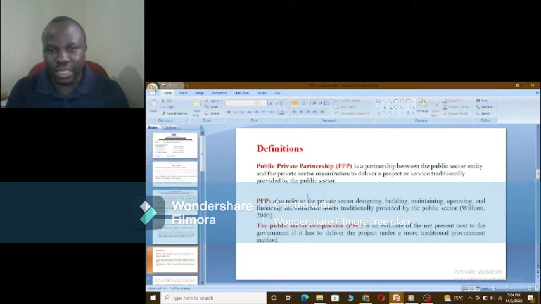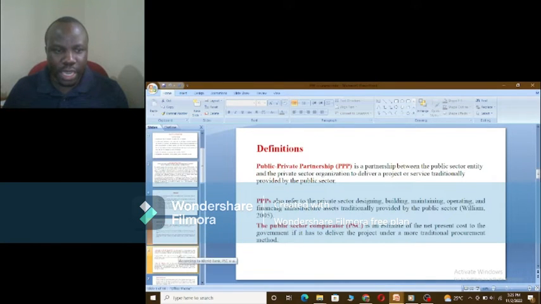And here we first defined the public-private partnership being the partnership between the public sector entity and the private sector organizations to deliver a project or service traditionally provided by the public sector. We also defined the public sector comparator being an estimate of the net present cost to the government if it has to deliver the project under a more traditional procurement method.